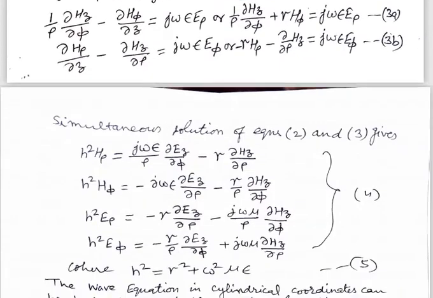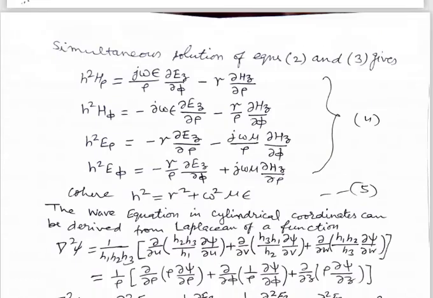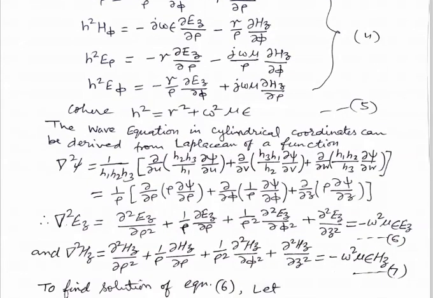Now if we simultaneously solve equations 2a, 2b and 3a and 3b, then these equations can be combined to obtain the components H rho, H phi, E rho and E phi for the electric and magnetic fields. Here again we have considered gamma square plus omega square mu epsilon equal to h square.